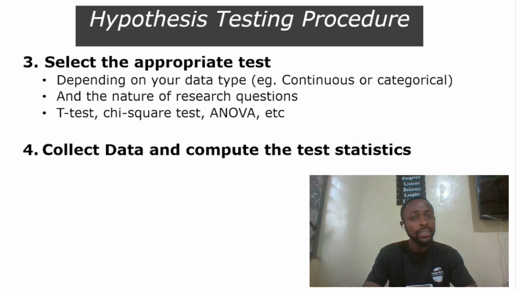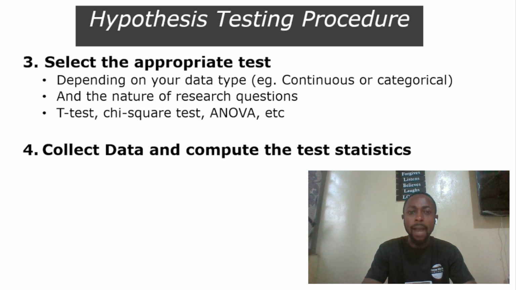And depending on your data and the nature of the research question, that will determine which type of test you are supposed to choose. And this test is what you are going to use to prove your hypothesis. Select the appropriate test based on your data type. You select the appropriate test also based on the nature of the question. And the appropriate test could be a t-test, it could be a chi-square test, it could be ANOVA, or what have you.